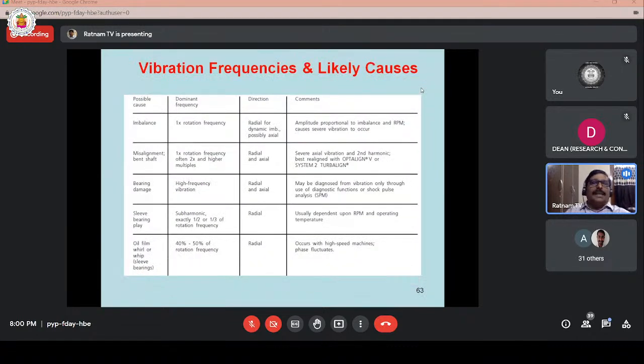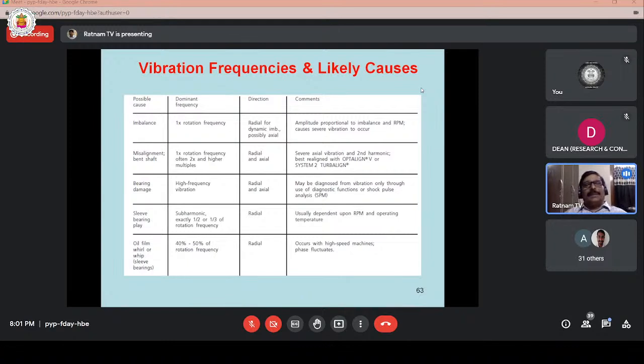For example, unbalance: 1 times rotational frequency in the radial direction, and possibly axial measurement should also be taken. Amplitude is proportional to unbalance and RPM, and causes severe vibration. During unbalance, the 1 times RPM rotational frequency component will appear in the FFT spectrum.